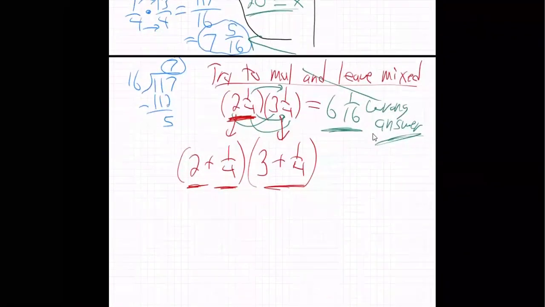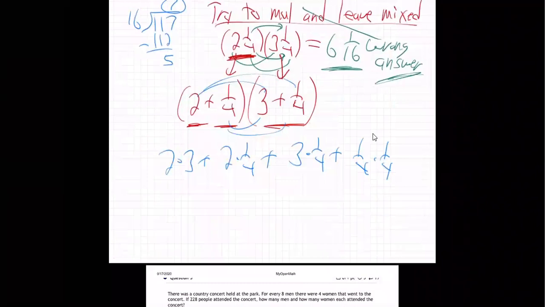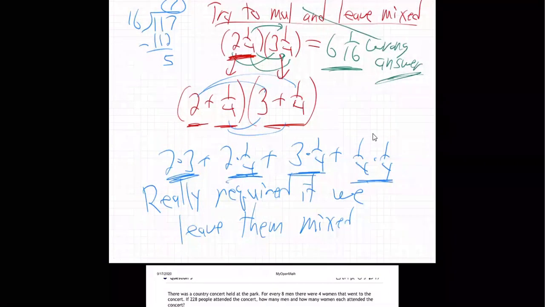And how do you really multiply that? Remember from algebra, you would need to FOIL, wouldn't you? You would need to go 2 times 3 plus 2 times a fourth plus 3 times a fourth plus a fourth times a fourth. That's how you would really multiply if we leave them mixed. And that would actually work. If you worked all this out, you could get the right answer, but that would be painful, wouldn't it? That's the reason why we change them, because we don't want to do that.